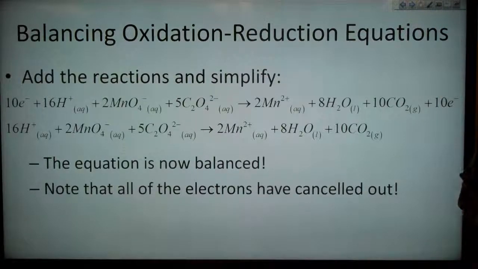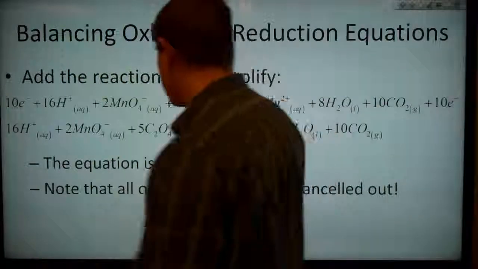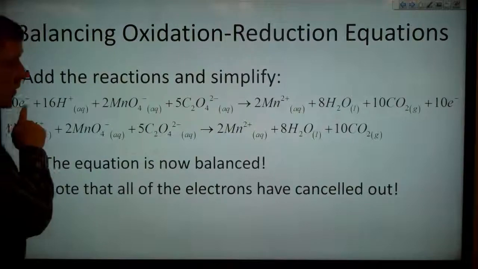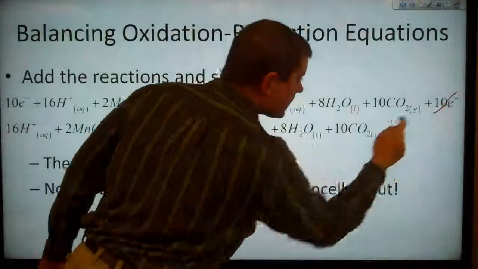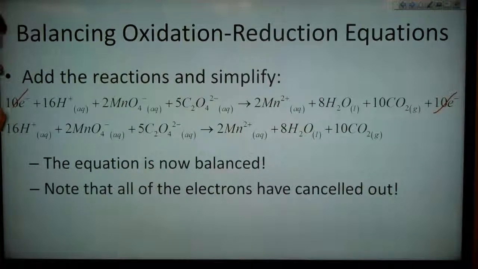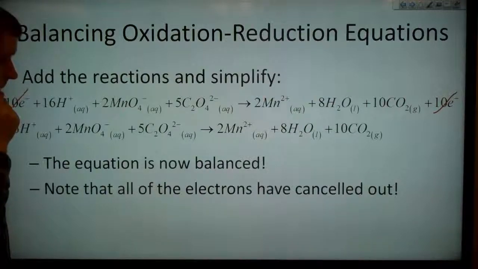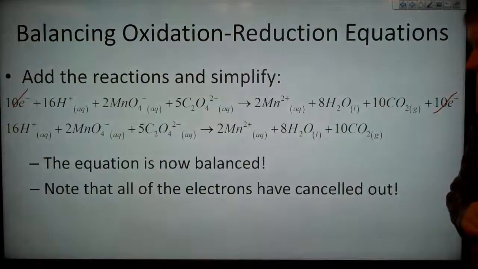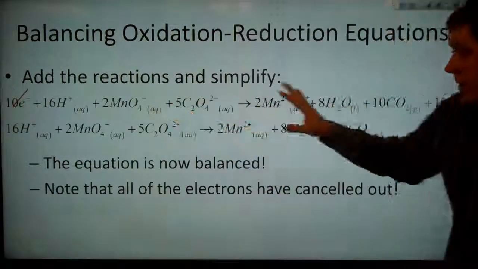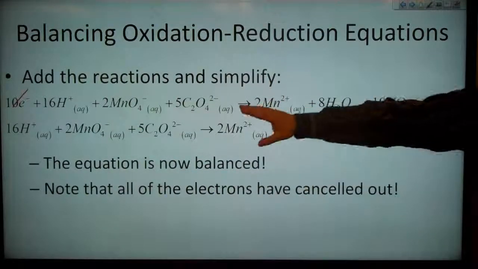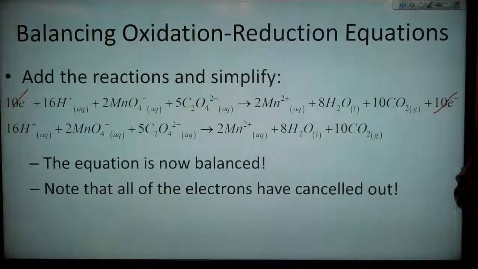Now we can add our reactions together. We've got 10 electrons on one side and 10 electrons on the other, so let's cancel those. Does anything else cancel? Nope, nothing else cancels. So now the reaction is balanced. All of our electrons have canceled out. We used up 10, we produced 10, and our charges are now balanced left and right.